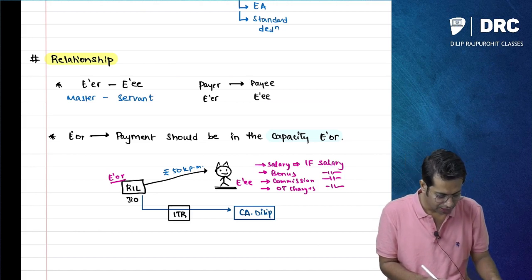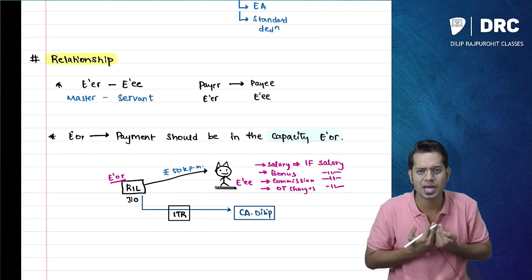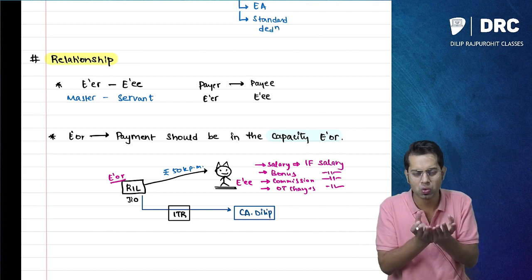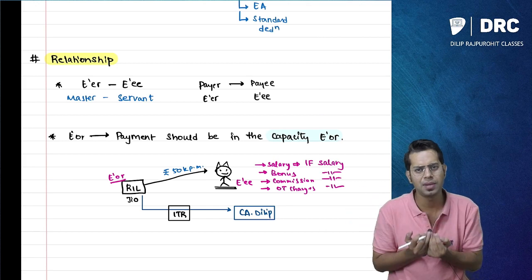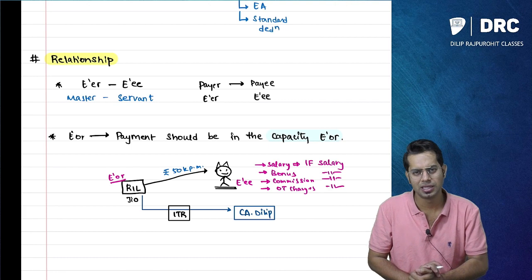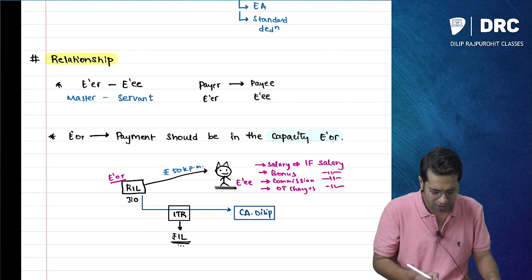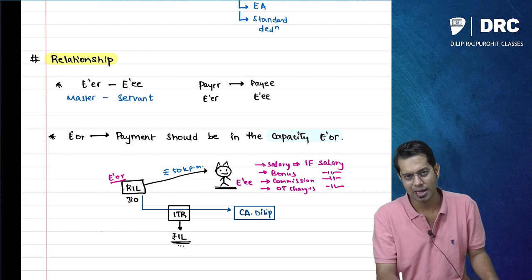Please note, Reliance Industry has many employees, but only I am a chartered accountant. In all those employees whom they have employed, only I am a chartered accountant. So they have asked me to file their income tax return. For filing this income tax return, they have paid me rupees 1 lakh.